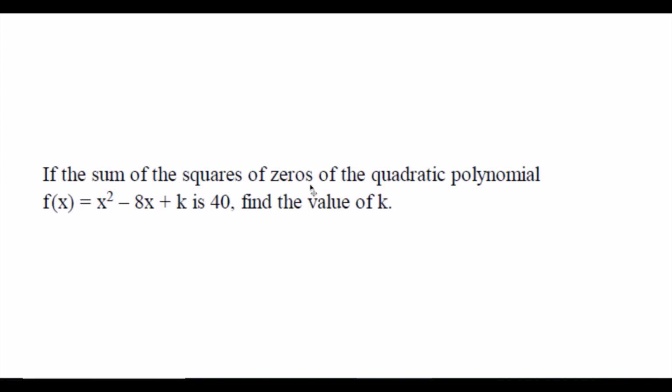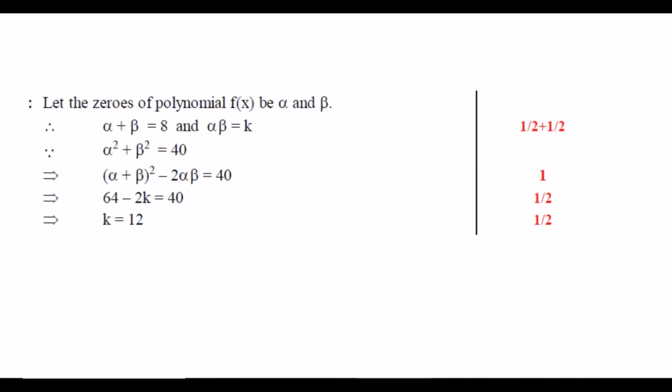Here the sum of the zeros of the polynomial is given. Find the value of k. Here sum is given and the sum of the squares, that is alpha square plus beta square, is equal to 40. Use the formula a square plus b square is equal to a plus b whole square minus 2ab.